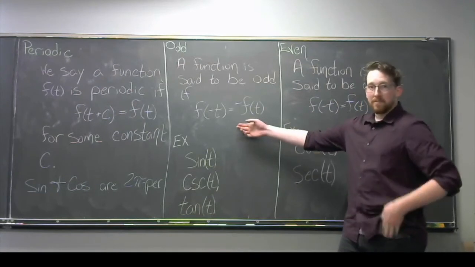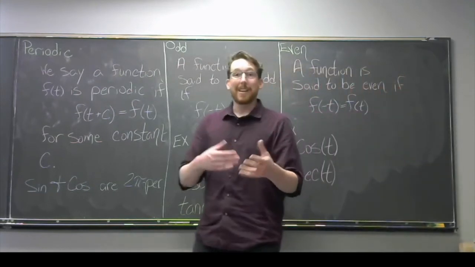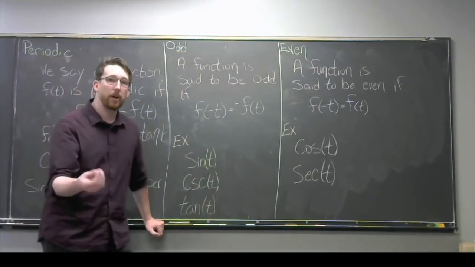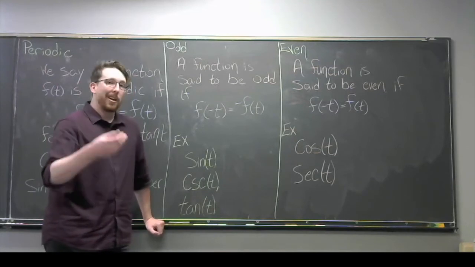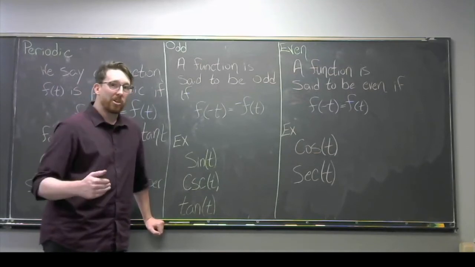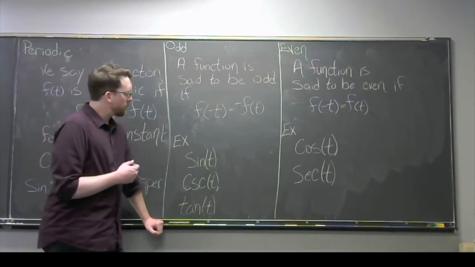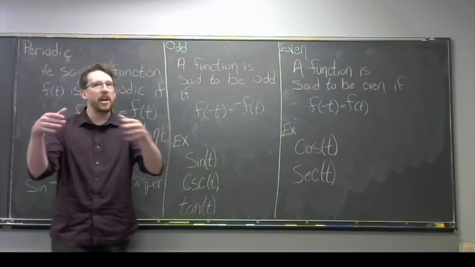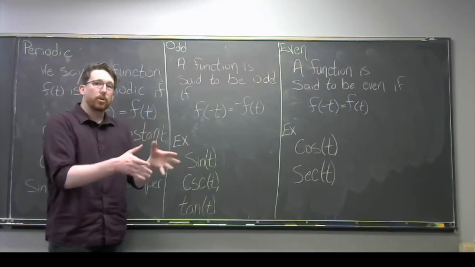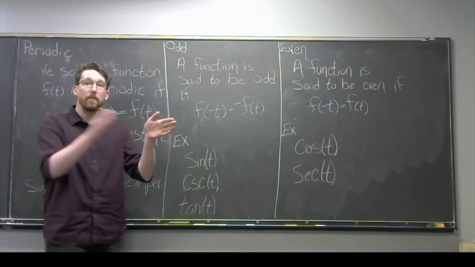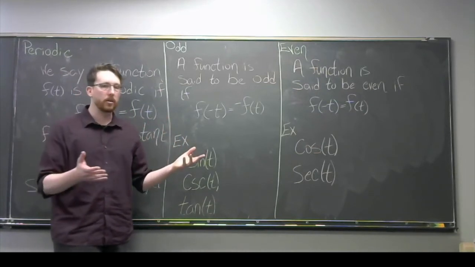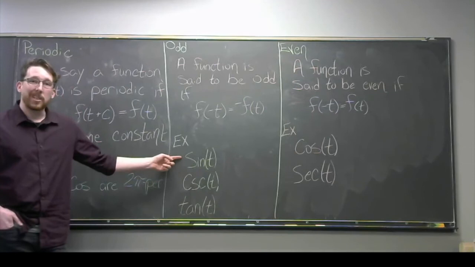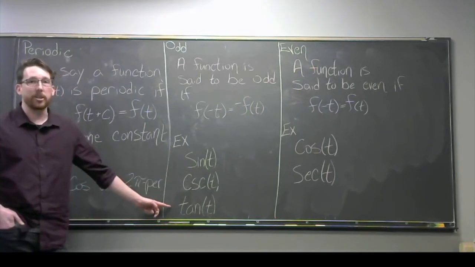Odd functions. If a function is said to be odd, then when we pass a negative variable through it, it's equal to the negative function. So, well, wait, what? What I'm saying is we take f, our function, of negative t. If that is equal to negative f of t, then our function's odd. Three examples of that: sine, cosecant, tangent.